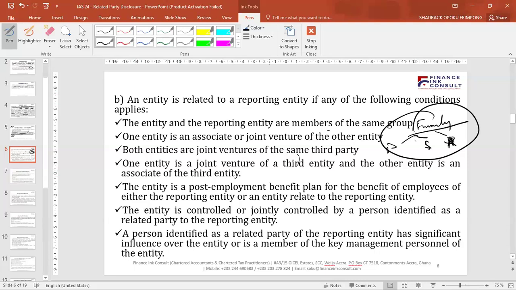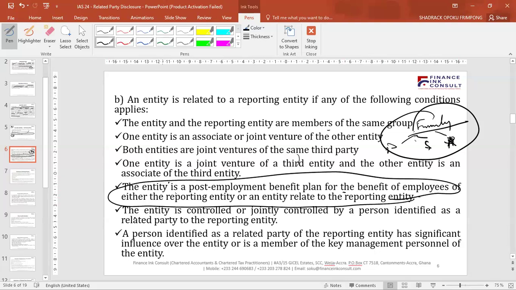So one entity is a joint venture of a third entity. It should be third party entity. And the other entity is an associate of the third entity. The entity is a post-employment benefit plan for the benefit of employees. This is IAS 26. This is outside the scope of FR.